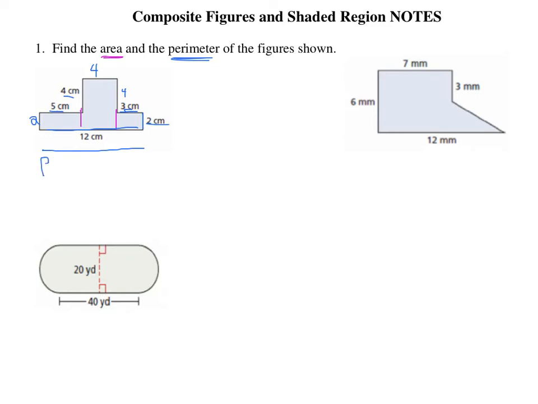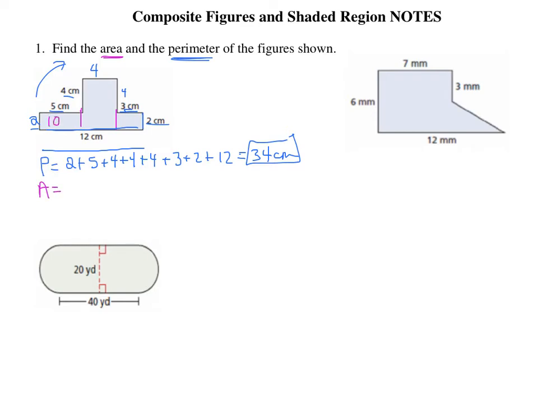So now for my perimeter, I can add up the different pieces. If I start right here and go clockwise around, I would have 2 plus 5 plus 4 plus 4 plus another 4 plus 3 plus 2, and lastly my 12 at the end. And I end up with 34 centimeters for my perimeter.